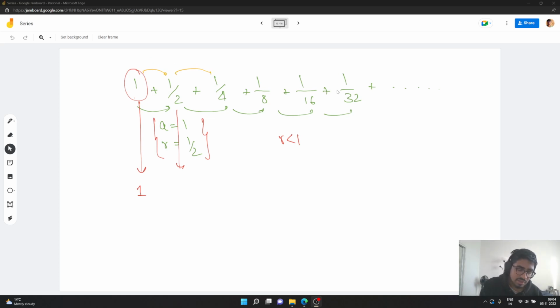So when we try to write the sum for n terms at a time, this is the first term, the sum of the first term is 1, the sum of the first and the second term is 1.5, 1 plus half, and then 1.75. Moving on, this would be 1.875, and then so on.